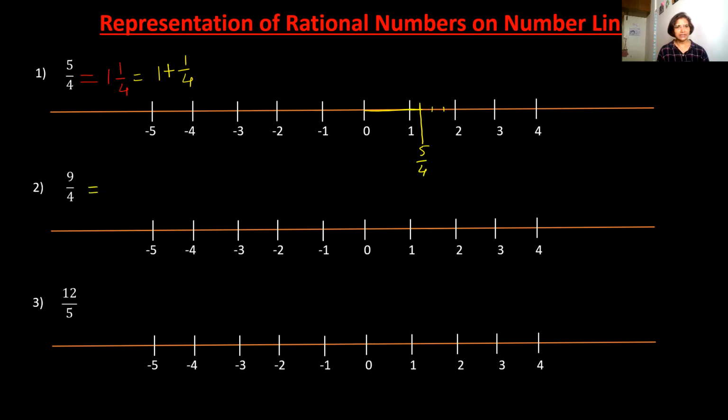Now again, in the next example, we are going to take 9 by 4. So again, you have to make it in mixed fraction. So 4 2s are 8 plus 1 upon 4. You can write it in that way. So here 1 and 2, till here it will go, and then you have to divide this in 4 equal parts again, because here this is 4, and you are taking 1 part out of 4, so it will lie here on this point of the number line. So you can say that 9 by 4 will lie here.